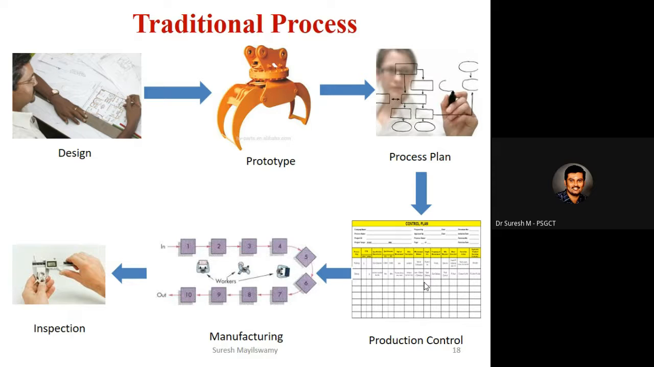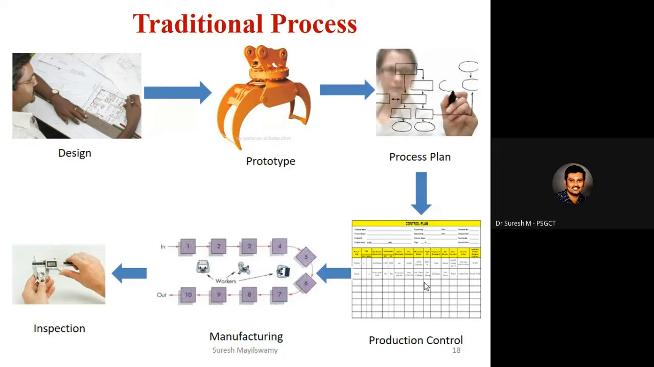After that, we have a number of machines. By using those machines, we will do the manufacturing operation. By using a human operator, we will do the machining operations. So raw material will enter station number 1. After completing all the processes, it will exit at station number 10. After completing the machining process, it will go to the inspection stage.